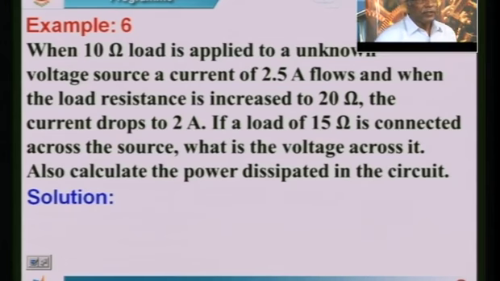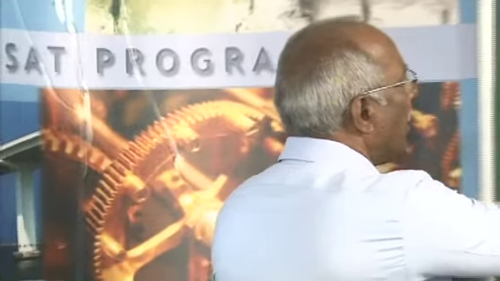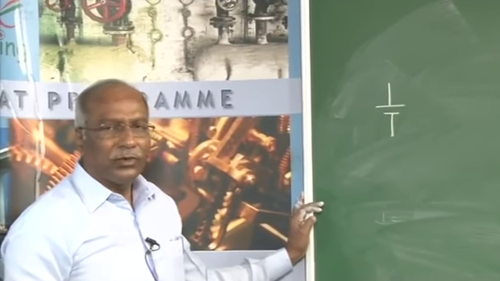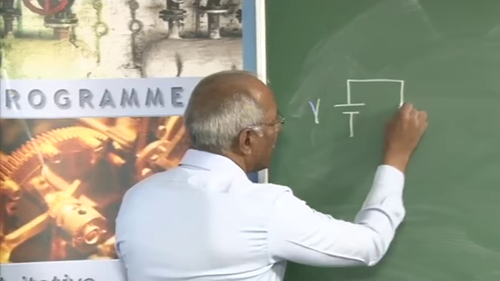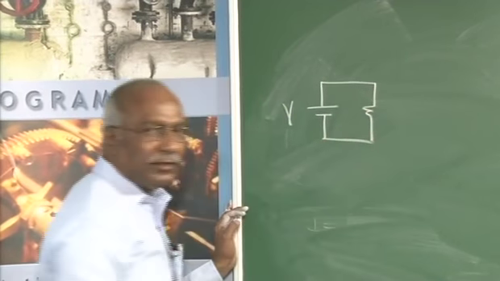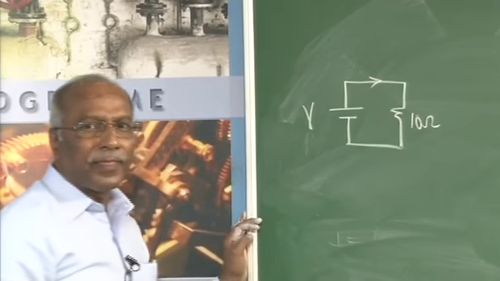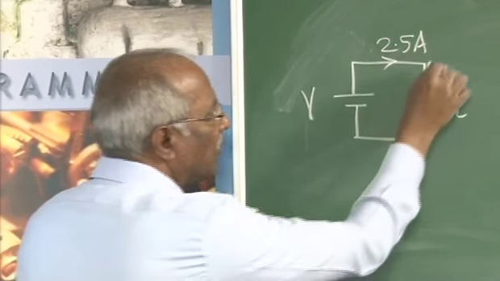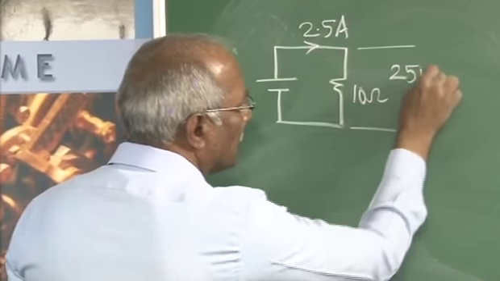Consider this: a 10 ohm load is applied to an unknown voltage source. Unknown voltage source means it can be an ideal voltage source or it can be a practical voltage source. If it is an ideal voltage source, what happens? If this is V, in the first case 10 ohm is connected and the current is 2.5 amperes. So, obviously, the voltage measurable across this will be equal to 10 into 2.5, that is 25 volts.